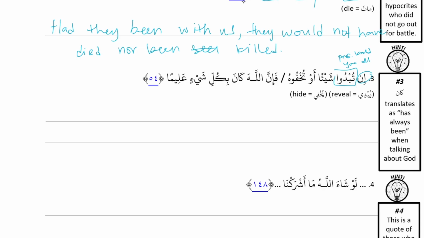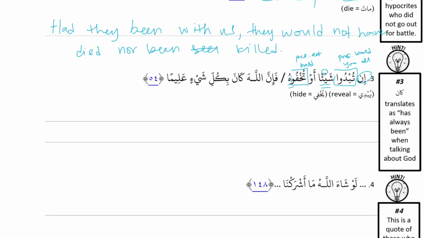Shay'an is receiver because of the N label. Good. And then aw means or, right? Yeah, it's a connector, so it's connecting. Tukhfuhu is an action. Right. So it's connecting back to tubdu. Good. So tukhfu is, again, present, active, because there's no sound, and bald. And then the hu is receiver because it is a pronoun attached to an action.